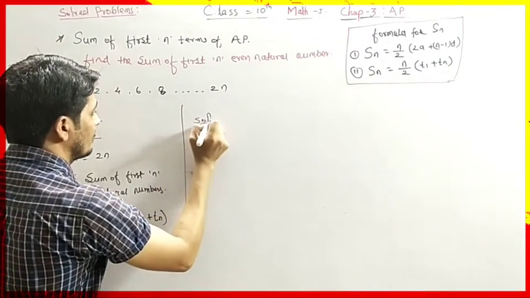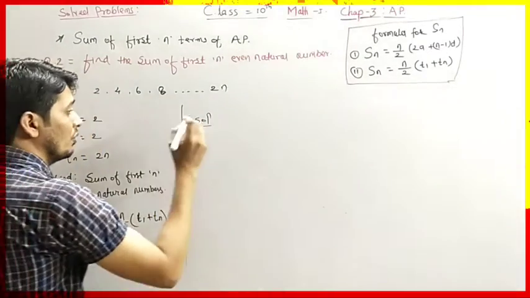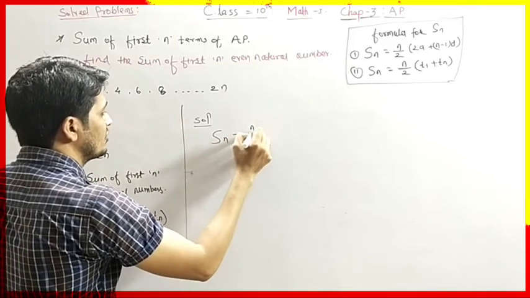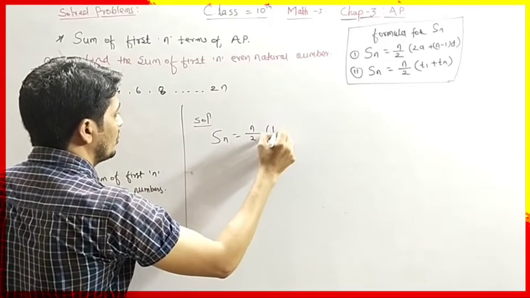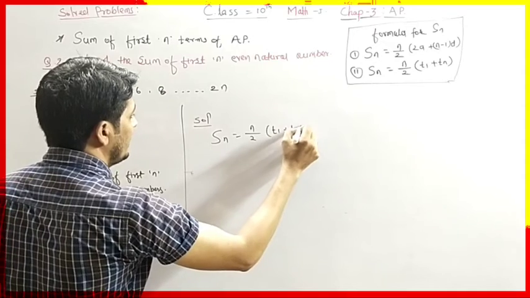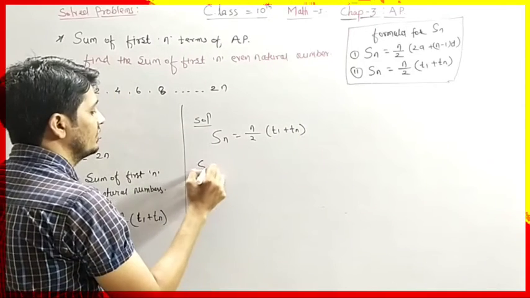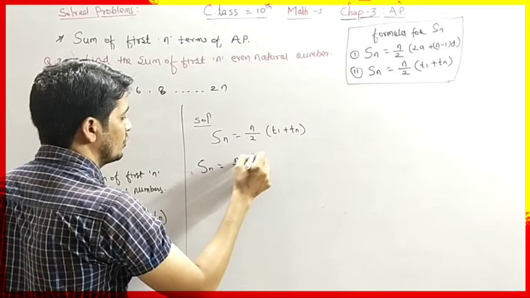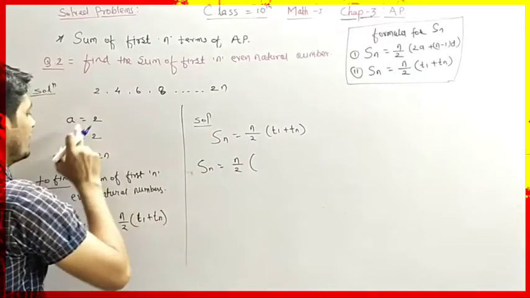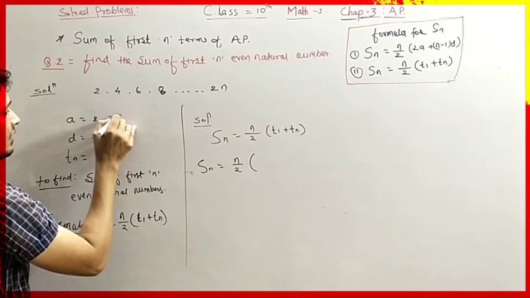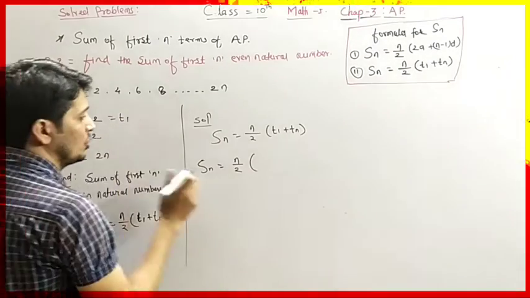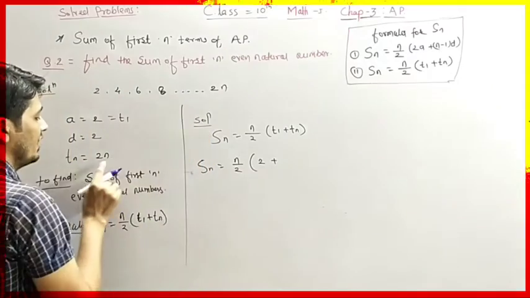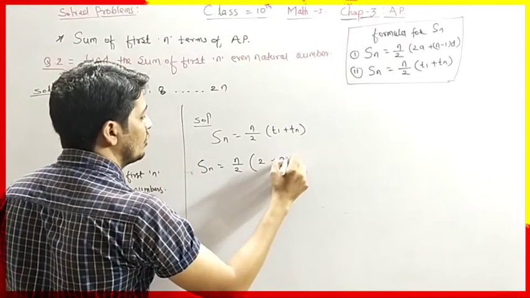Solution. So first we have to write the formula. What is the formula? It is Sn equals n divided by 2 into t1 plus tn. Okay, since Sn equals n divided by 2 into, what is t1? T1 is nothing but a, the first term, which is 2. So here we have to write 2 plus tn. What is tn? Tn is 2n. So here we have to write 2n.